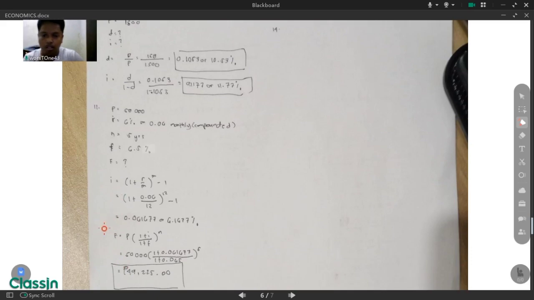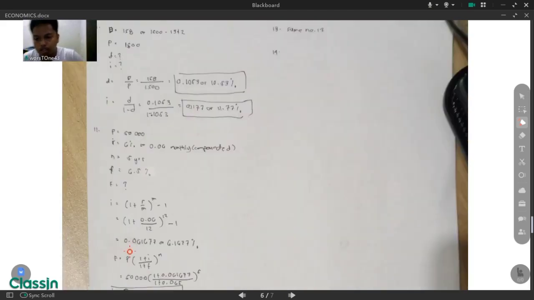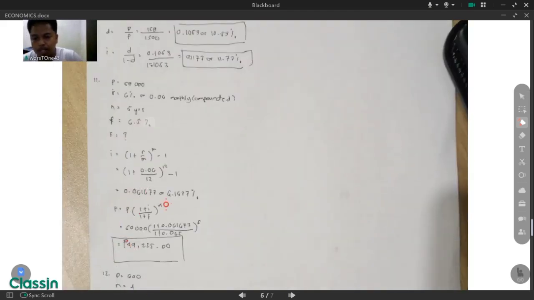Okay, so the formula i equals 1 plus r over m to the power of m, minus 1, is for computing the effective rate from the nominal rate. We have 1 plus 0.06 over 12, to the power of 12 since our mode of compounding is 12, minus 1. So our effective rate is equal to 0.061677 or 6.1677%.